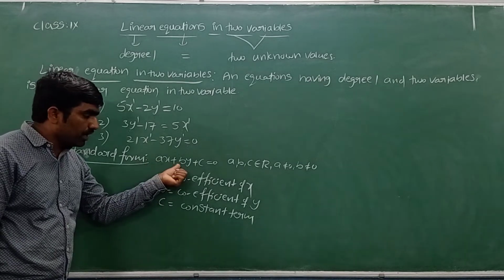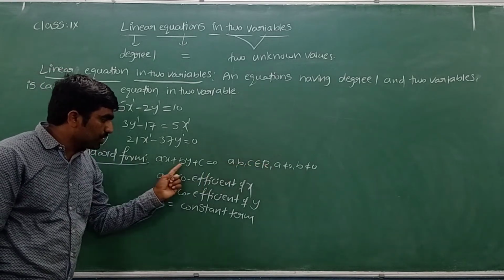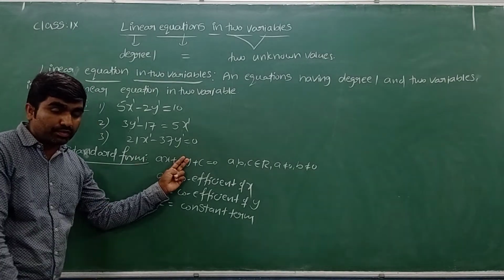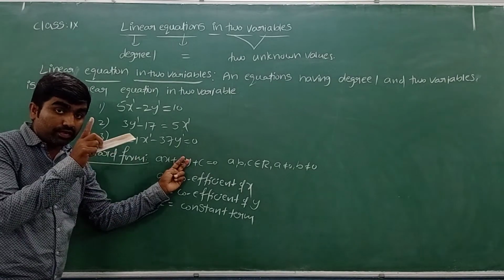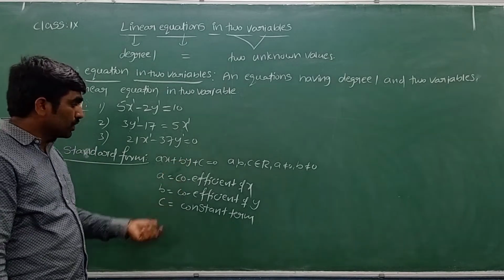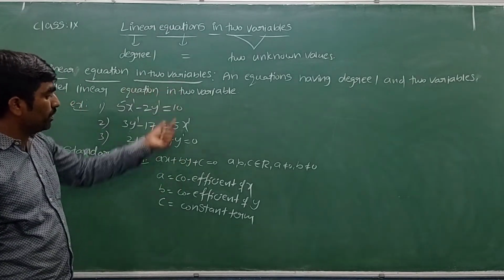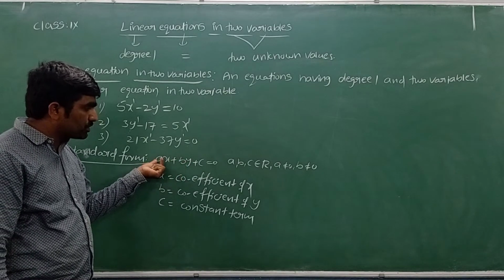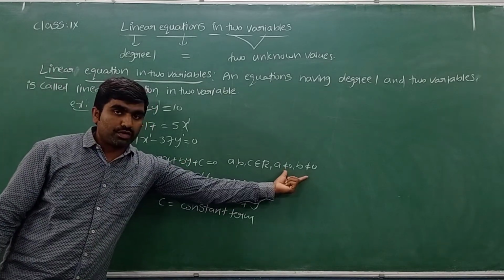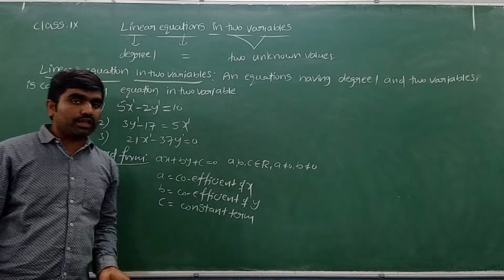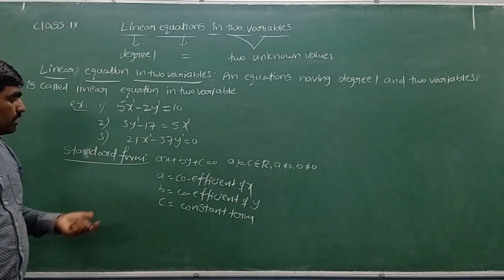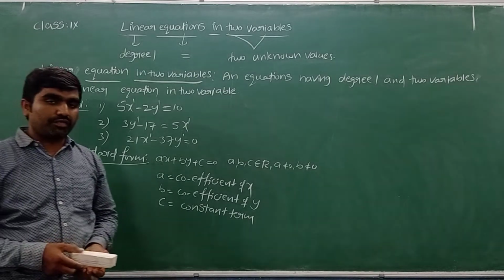Same thing for b also. If I take b is equal to 0, then 0 into y is 0, and we see only ax plus c, which gives a linear equation in one variable. So to get a linear equation in two variables, the x coefficient a and the y coefficient b must both be not equal to 0. Other than 0 we can take any real number. So this is about what a linear equation in two variables is and what its standard form is.